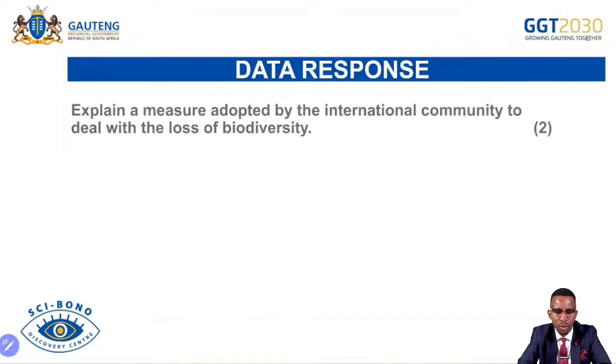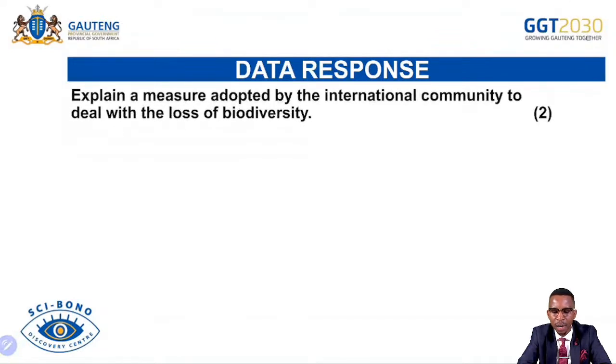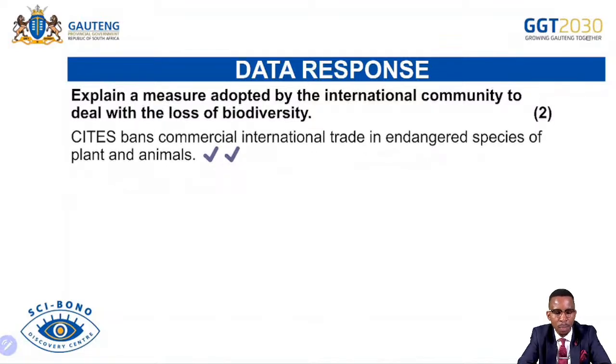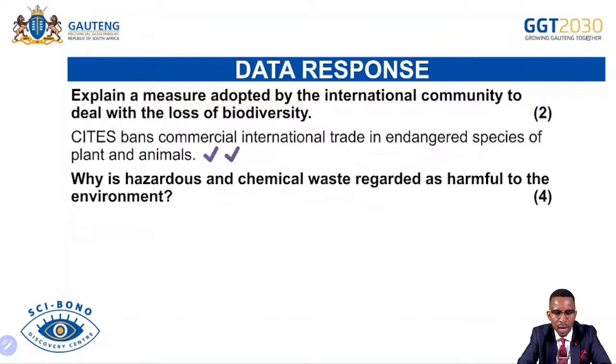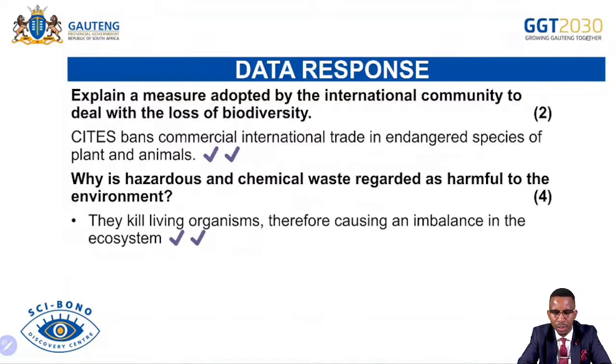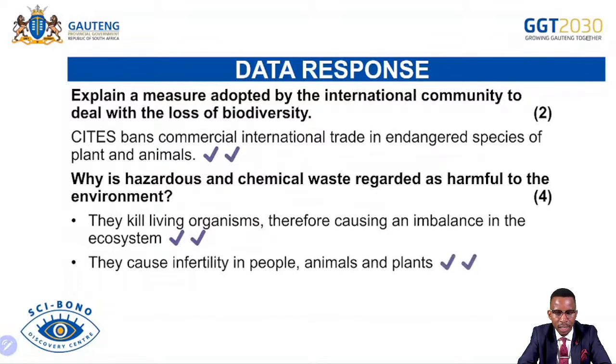And then we continue. Explain a measure adopted by the international community to deal with the loss of biodiversity. So in this case, we talk about the ban on commercial international trade in endangered species of plants and animals. Why is hazardous waste and chemical waste regarded as harmful to the environment? They kill living organisms, therefore causing an imbalance in the ecosystem. They cause infertility in people, animals, and plants.